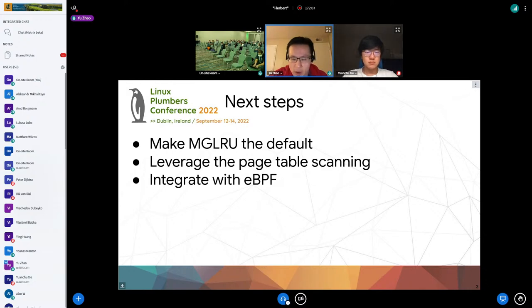Basically, MGLRU itself, the core algorithm, is aimed to be simple. Also, the entire framework tries to be flexible. So its design leaves complex heuristics and special use cases to eBPF. And those eBPF programs can obtain page access information from MGLRU. Also, those programs can override the default generation assignment. That is assigning different pages to different young or old generations based on different use cases or additional hints from user space. So we will have the demo later.